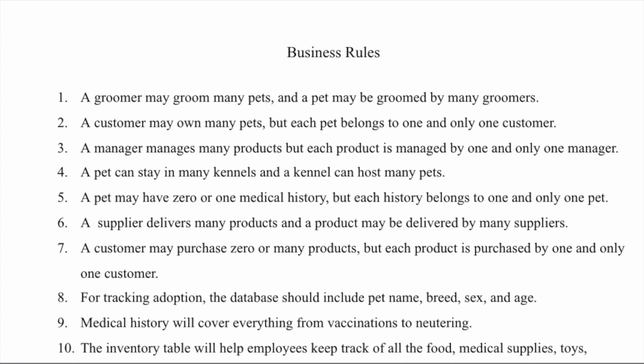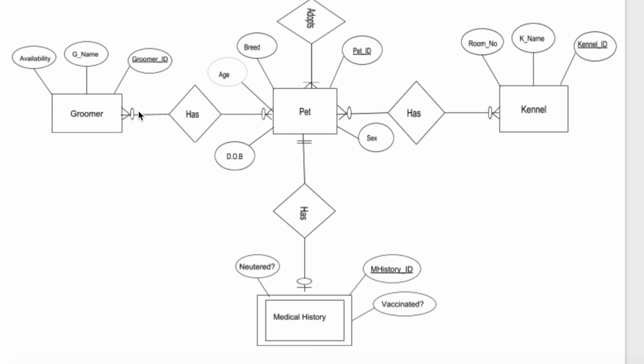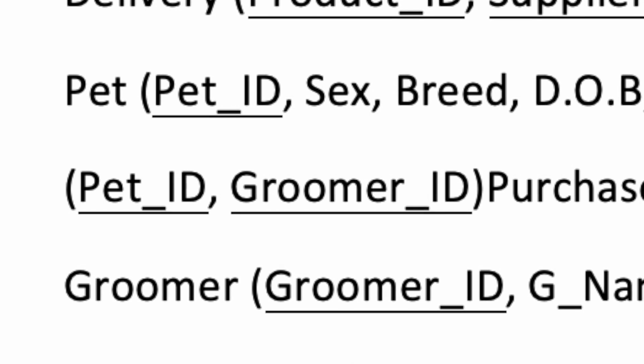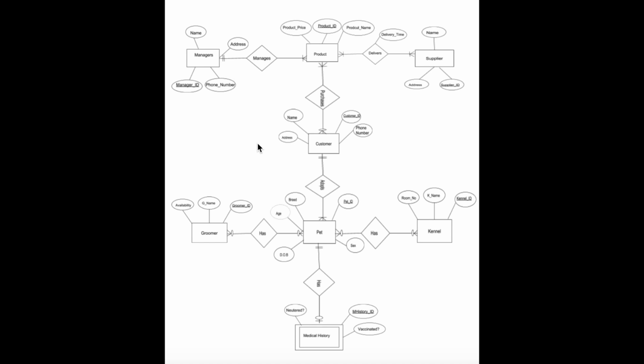Petopia has another business rule about its grooming service. The rule states that a groomer may groom many pets and a pet may visit many groomers. This means that pet has a many-to-many relationship with groomer. Because of this relationship, we must create an associative entity called pet groomer in order to uniquely identify each instance in which a pet is groomed.